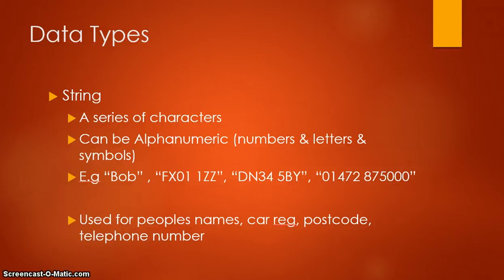A string. A string is a series of characters, alphanumeric, so they can contain numbers, letters, symbols. So we've got examples there: Bob, car registration, postcode, telephone number. Telephone number is an important one. It's not something that would class as a whole number, because if we put it as a whole number, it would lose the 0. To keep the leading 0, it must be stored as a string. We don't want to add people's phone numbers together or multiply them, so we don't treat it as a number, we treat it as a series of characters.